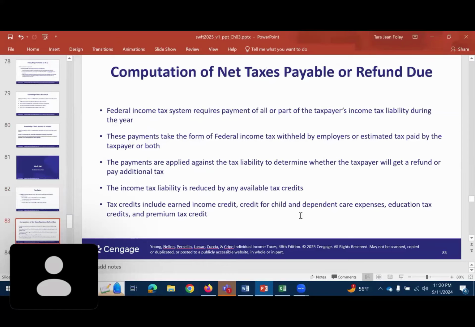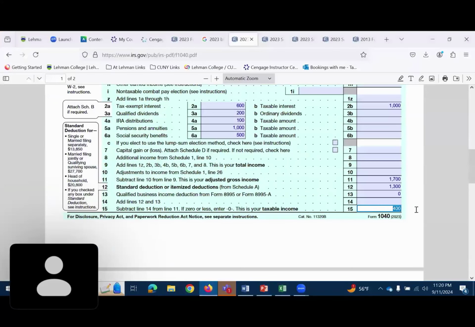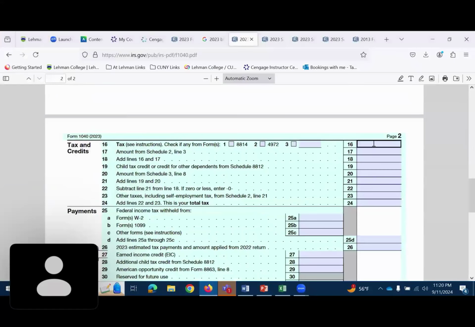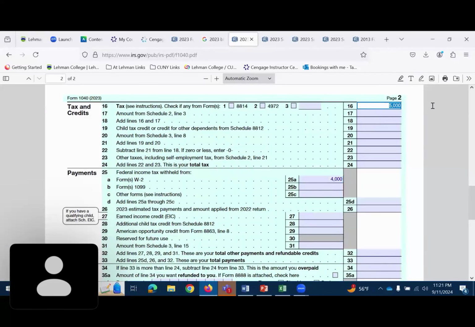Taxes payable or refund due. Once you put all this information in and you get down to your taxable income, then you do the work that we did last in chapter 1, which was from 0 to 11,600 is 10%, and from 11,601 to the next is 12%. You come up with your tax. So let's say my tax here is $5,000. And let's say my employer, on my W-2, withheld $4,000. Well, that means I have a liability of $1,000. My tax I had to pay was $5,000. My employer took out $4,000. So that means I owe $1,000.